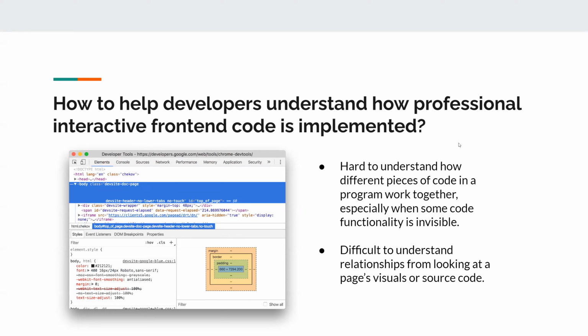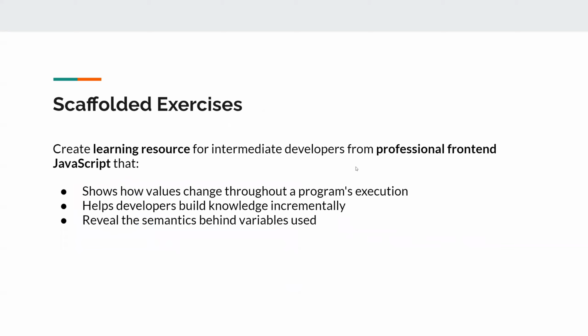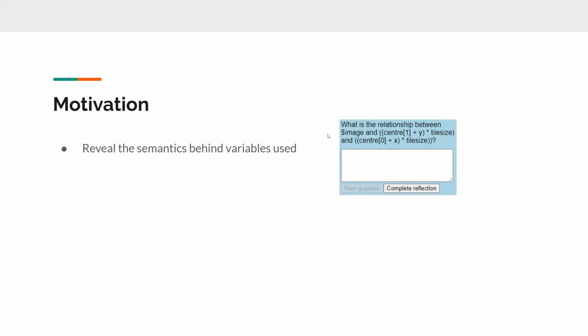And yeah, it would be difficult to understand relationships just by looking at the page visually or just source code and Chrome Developer Tools. And so Scaffold Exercises hopes to solve this problem by creating a resource that one, shows how values change throughout a program's execution, two, helps developers build knowledge incrementally through these scaffold exercises, and three, reveals the semantics behind the variables used in the source code. On this last point, revealing the semantics behind variables used, is what I focused on this quarter.